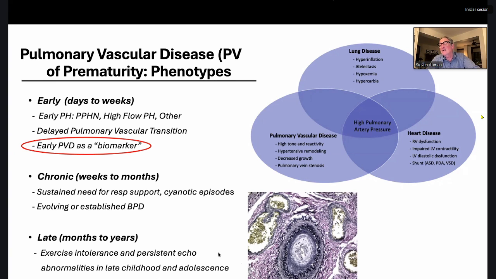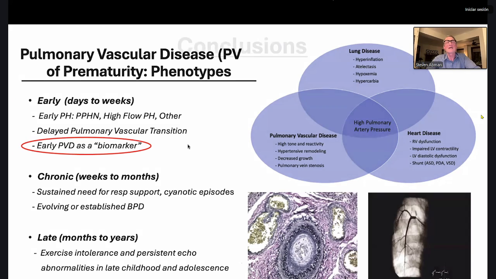And then finally, the late case I made reference to, where you can see early exercise intolerance in adolescents and young adults, the rise of echo abnormalities, and maybe even adult onset where the disease progresses. So still much to learn over time.